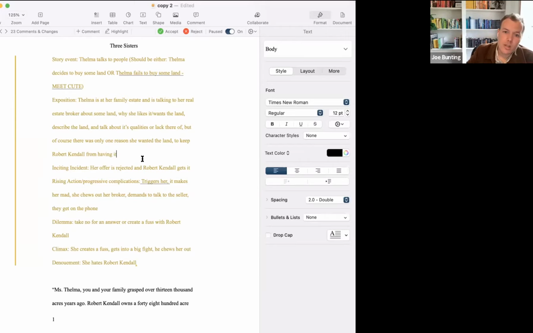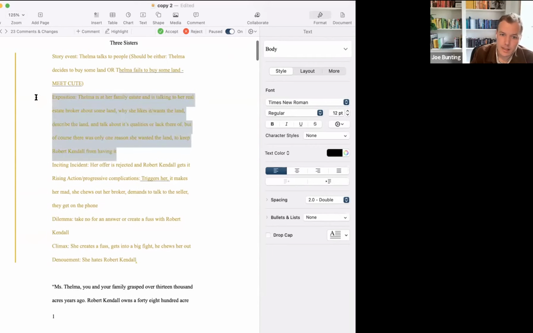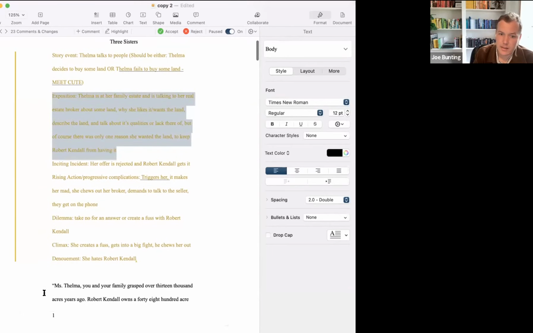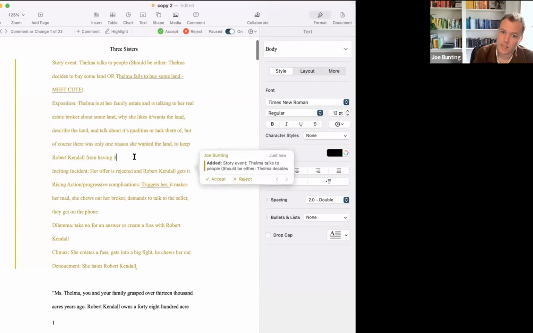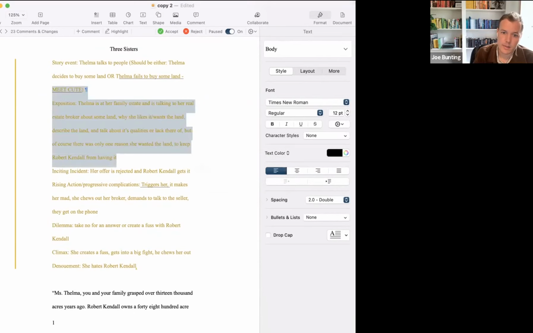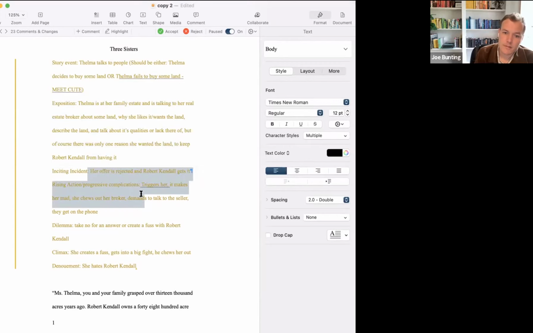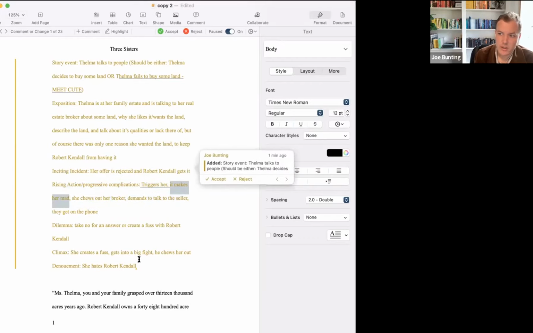But you've got to give more of this. I mean, we're just jumping into the deep end. We need some more context and exposition, right? Inciting incident: her offer is rejected. Robert Kendall gets it. That triggers her, so we need to see that. She's furious. Show her fury in a paragraph or two. Really dwell on this.